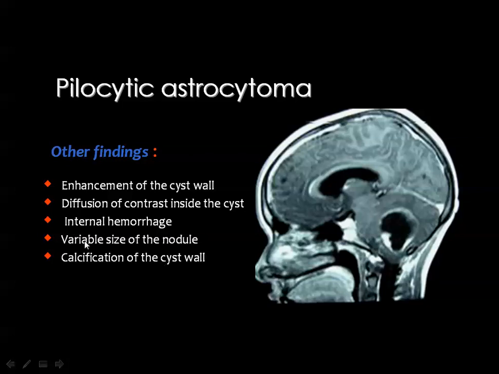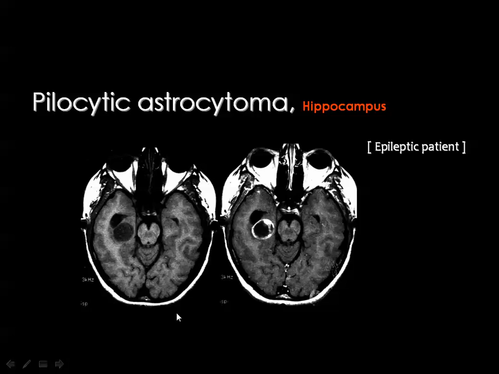Also, the nodule may be small or large. It is acceptable. The cyst wall may show calcium, and this is also acceptable. Then, pilocytic astrocytoma may occur in the supratentorial area, but commonly it's in the posterior fossa.